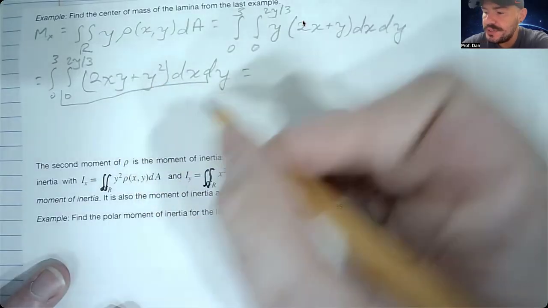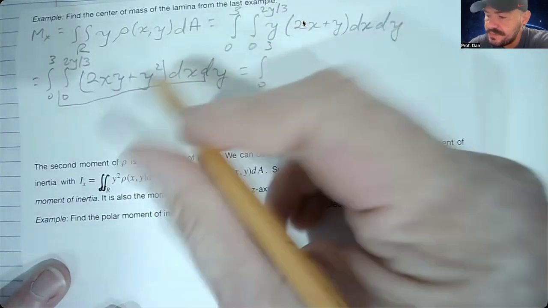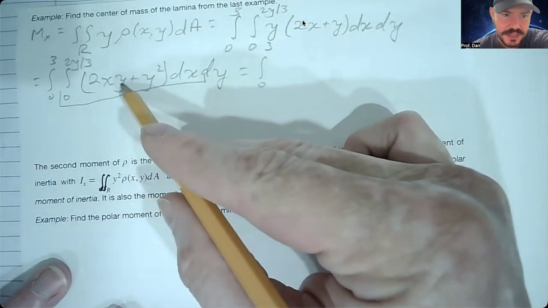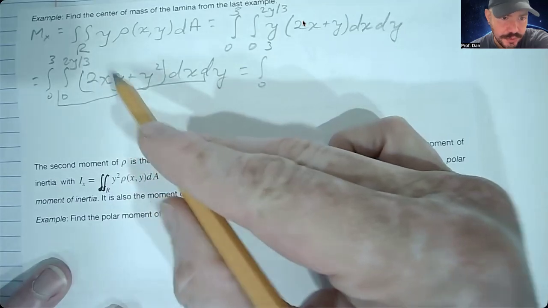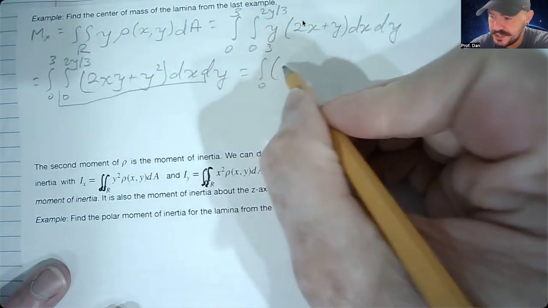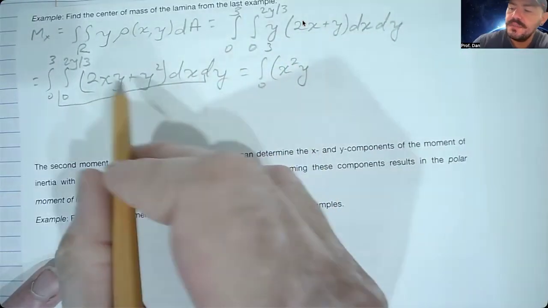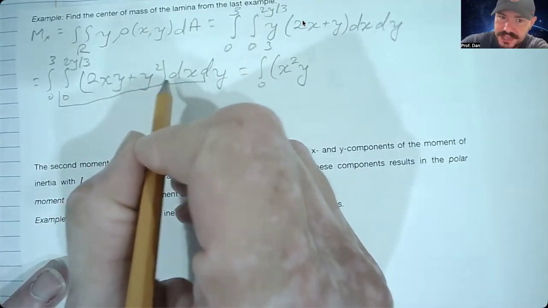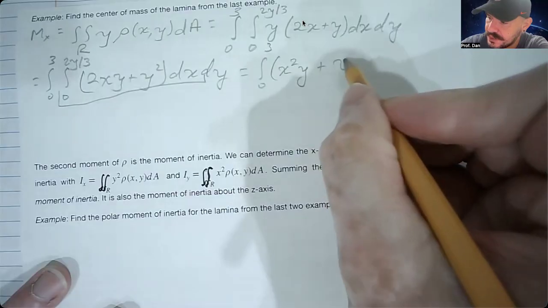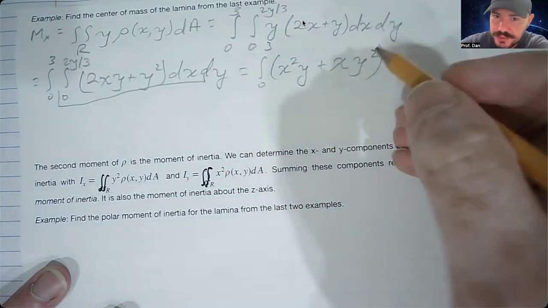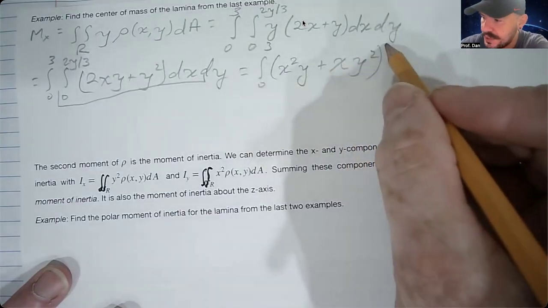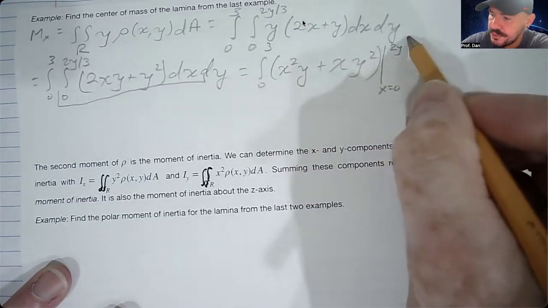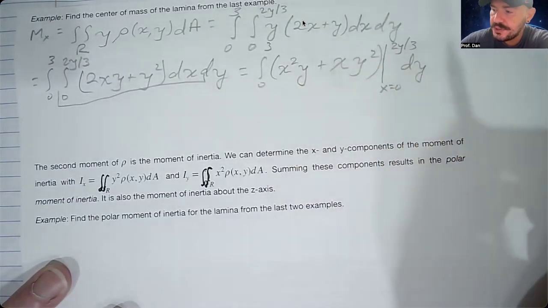All right, so I'll go ahead and work through this one. So I have the integral from 0 to 3 of the antiderivative of this with respect to x, which would be 2x squared y over 2, which simplifies to just x squared y, plus, we're not going to do anything with that because it's a constant, so we're just going to plop an x behind it or in front of it because multiplication is commutative. So we get xy squared for that one. And then we're going to evaluate that antiderivative from x equals 0 to x equals 2y over 3, and then integrate the result with respect to y.